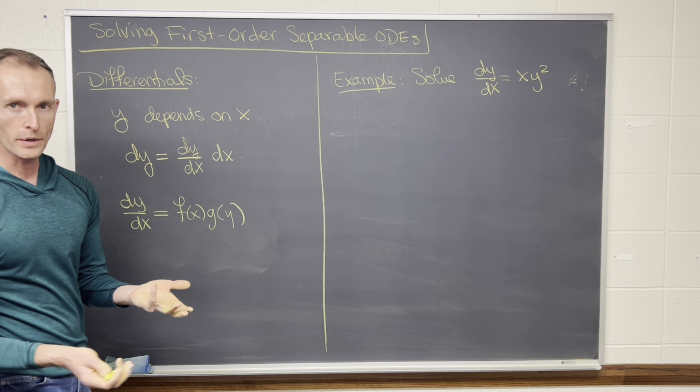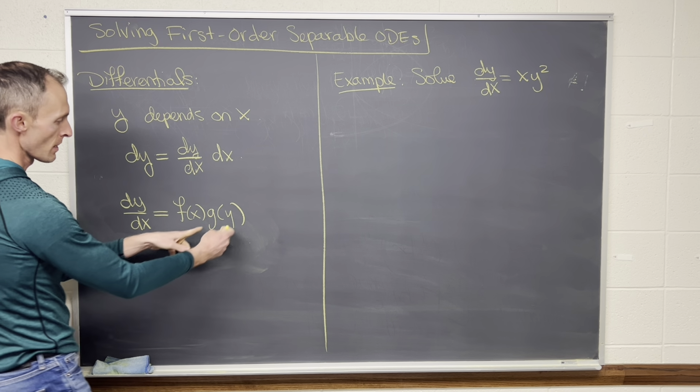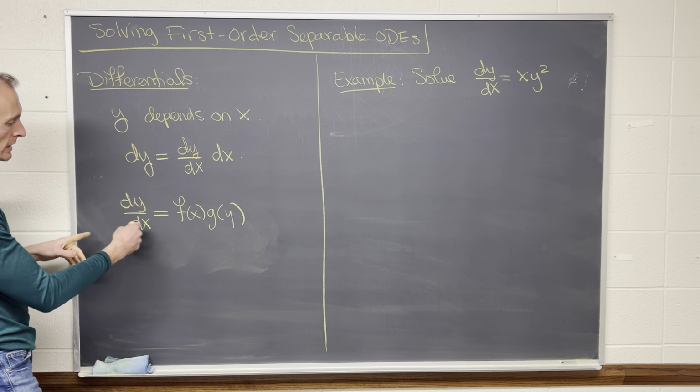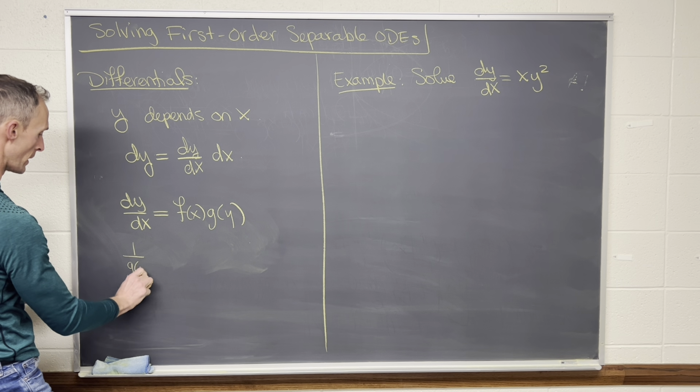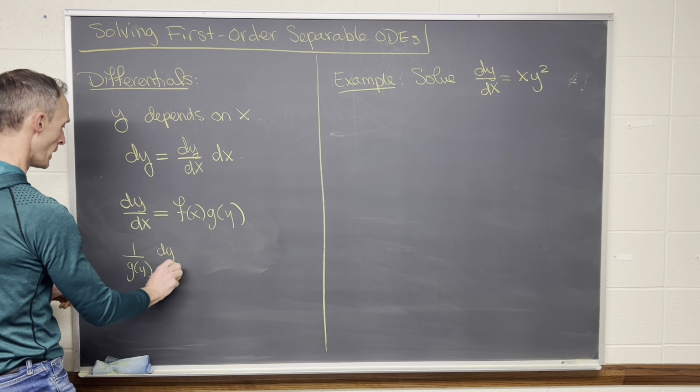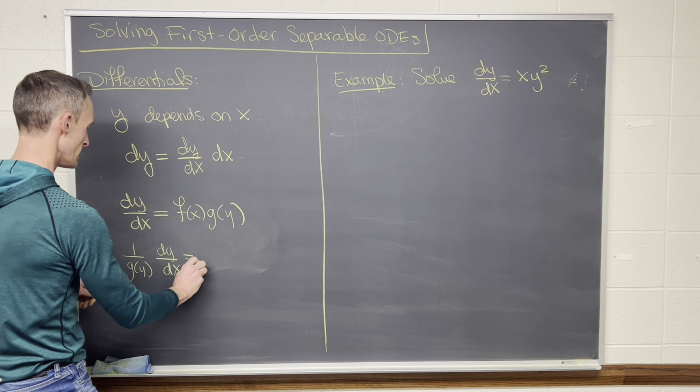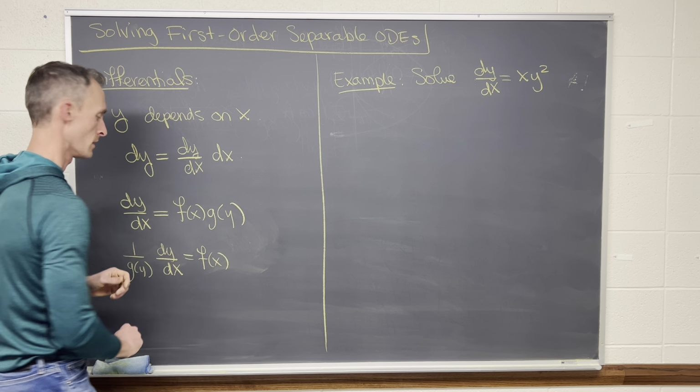Yes and no, okay? What I'm going to do is the following. I'm going to divide by g of y, but I'm going to leave dy dx here, okay? So what am I going to have? I have 1 over g of y, dy dx is equal to f of x, okay?